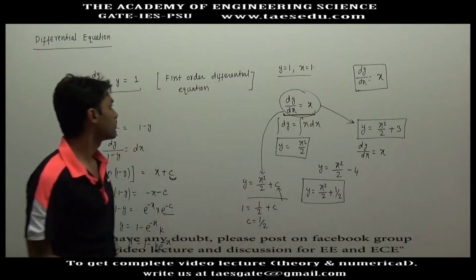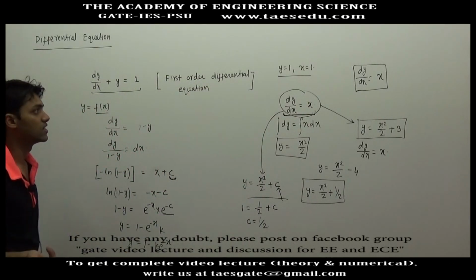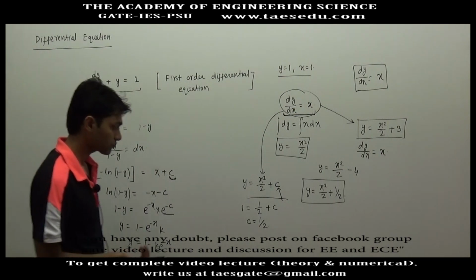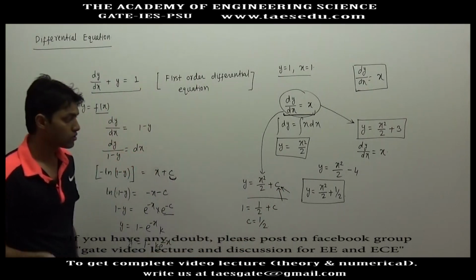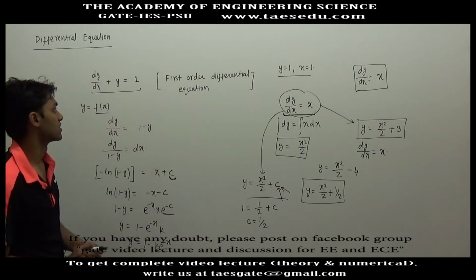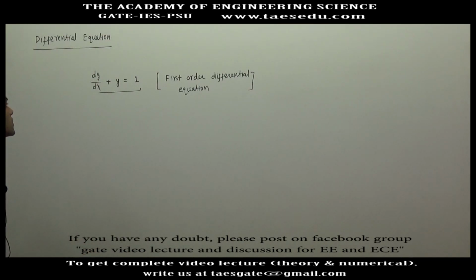If the order of the differential equation is 2, in that case we will need two conditions. We will have to include two constants, and to find out those two constants we need two conditions. So first I will talk about the order of a differential equation.